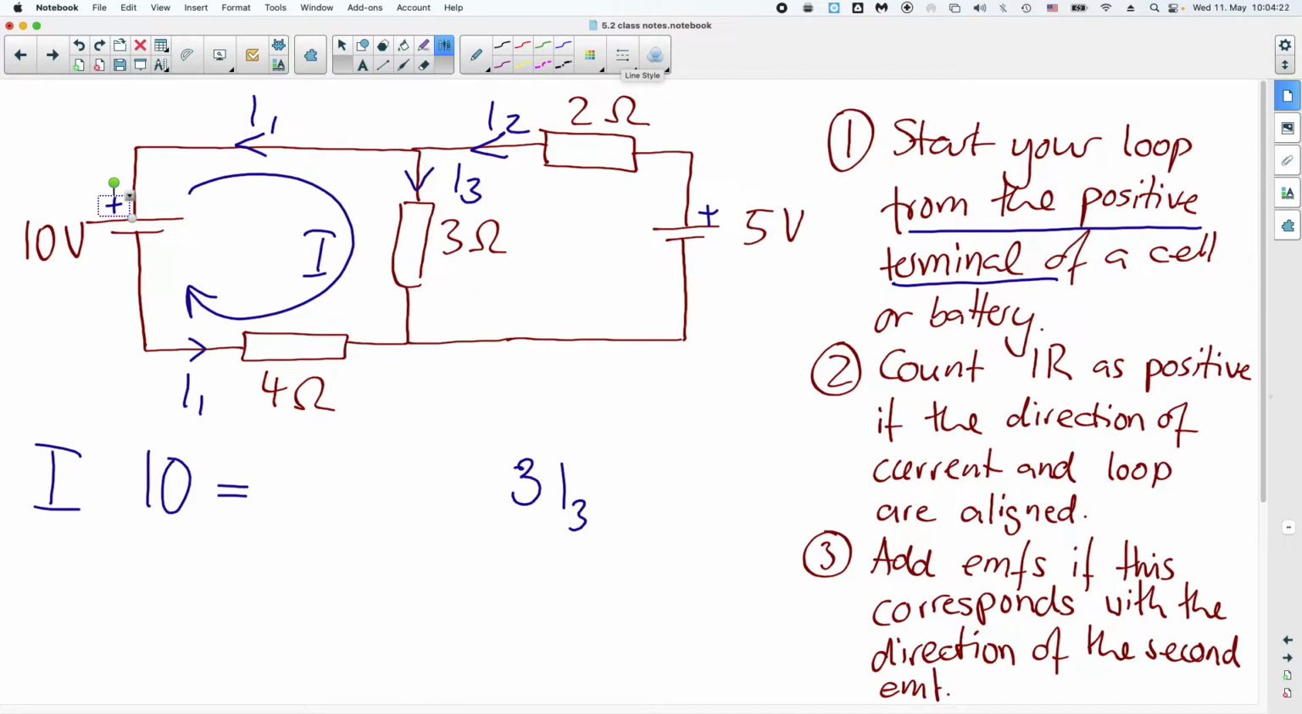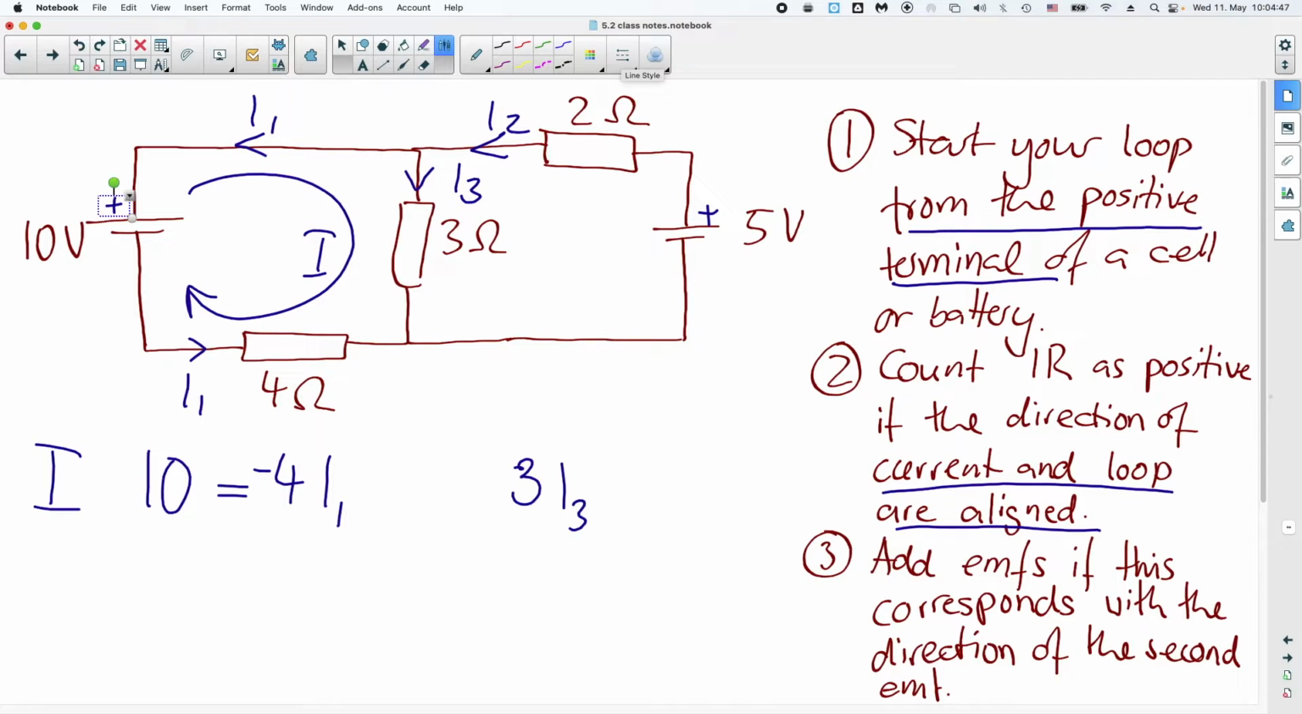So for I1, I get 4I1, but because I'm going against the direction of the current, as it says here in the second rule, count IR as positive if the direction of the current and loop are aligned. Here they're not aligned, so I need to write it down as a negative.